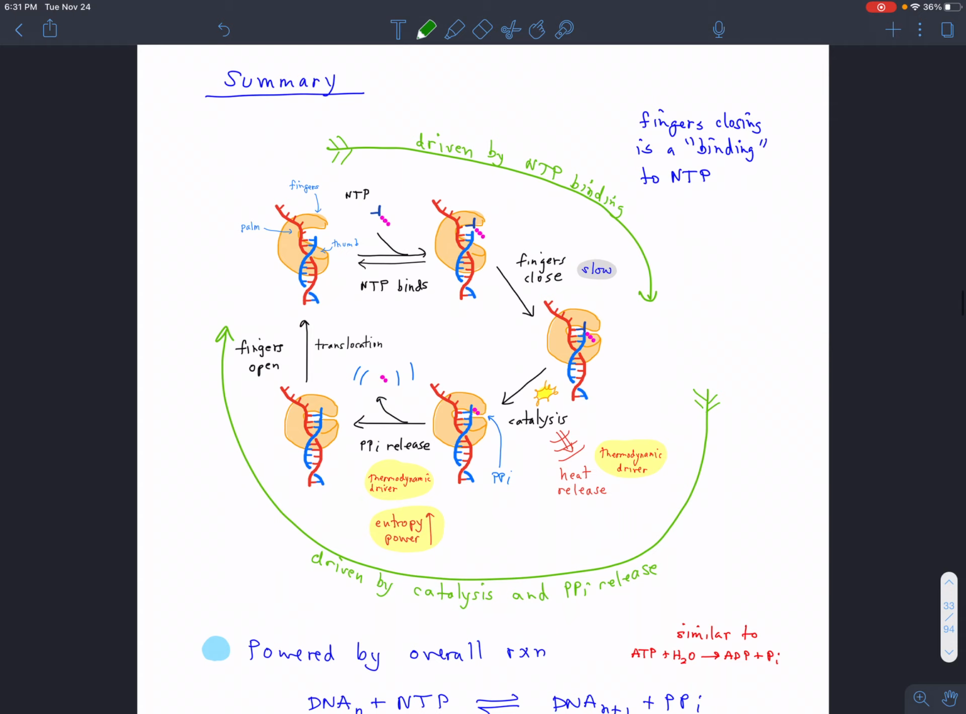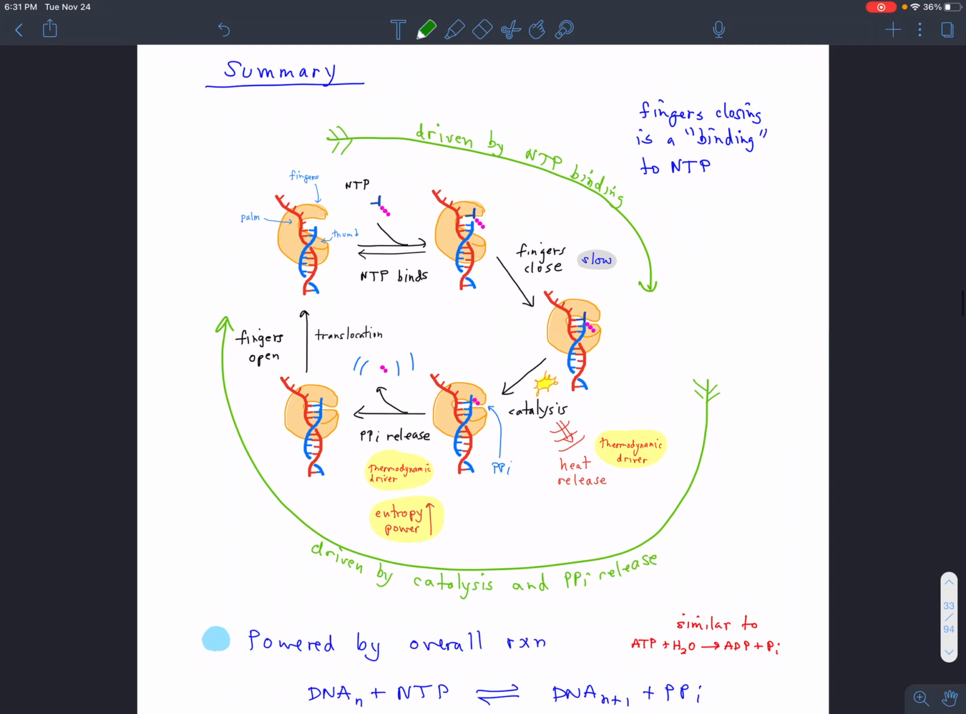All right, now we've had a pretty complete picture of how this molecular machine works. There's many more things that could be said, but this is a pretty good picture. And just to summarize, here's the five-step mechanism again, starting from the open and empty polymerase. You bind an NTP, then the fingers close, then catalysis takes place, then the pyrophosphate, the leftovers from the NTP, get released, and finally the fingers reopen and the polymerase moves along the DNA, or translocates as it's called.